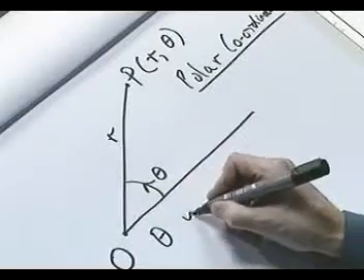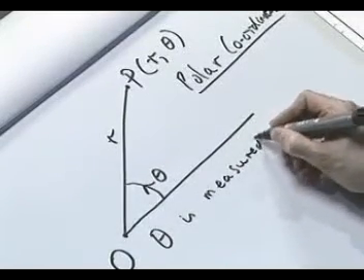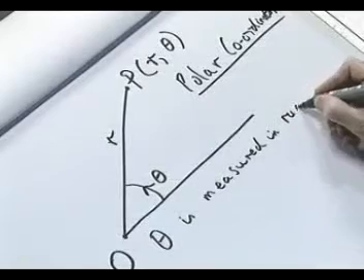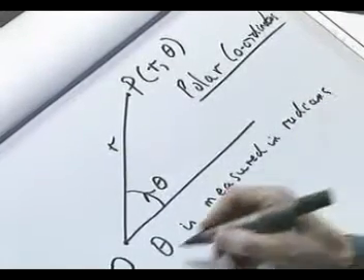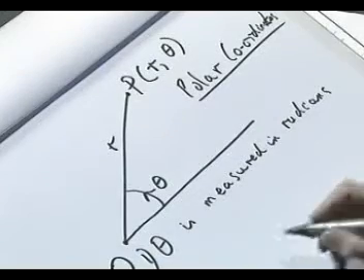Now, just as we've got certain conventions with Cartesian coordinates, we have certain conventions with polar coordinates. And these are quite strong conventions. So, let's have a look at what these are. First of all, theta is measured in radians. So that's our first convention. Theta is measured in radians.